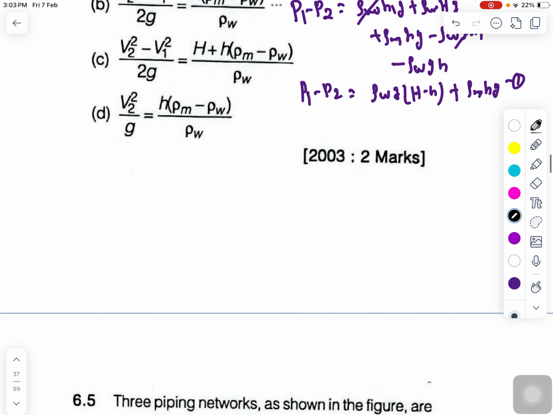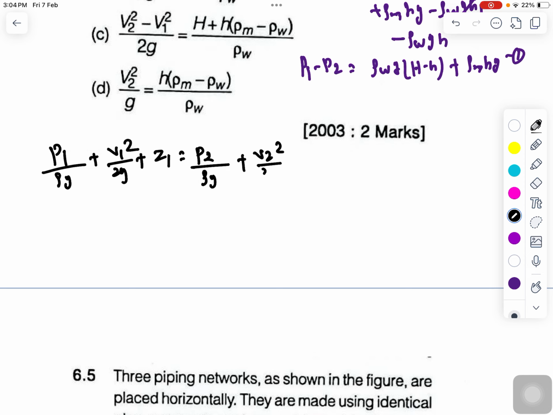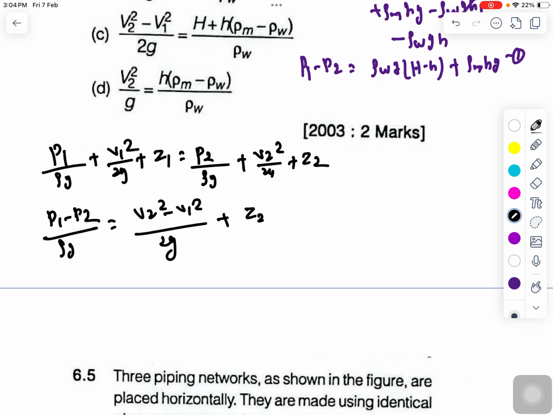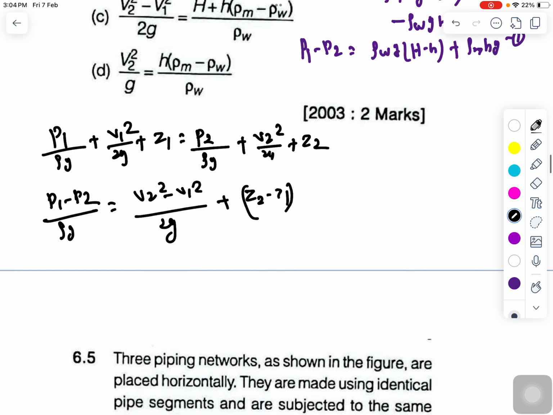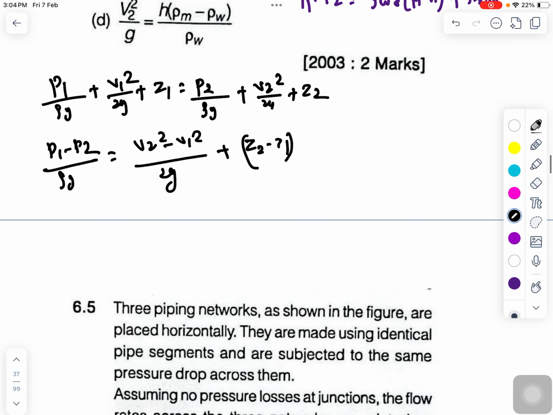Now if I apply Bernoulli's equation at points 1 and 2, I can say that P1 divided by rho g plus V1 square by 2g plus Z1, is equal to P2 divided by rho g plus V2 square by 2g plus Z2. So P1 minus P2 divided by rho g can be written as V2 square minus V1 square divided by 2g plus Z2 minus Z1. And what is Z2 minus Z1? That is H. And P1 minus P2 is what? Rho W g. So this is rho W.